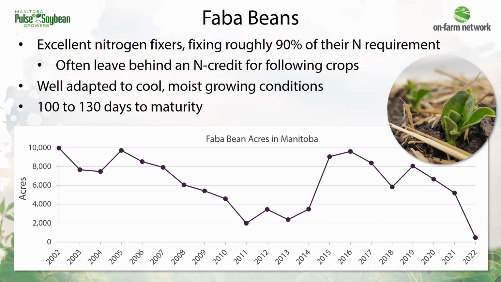Faba beans, though, are excellent nitrogen fixers. They'll fix roughly 90% of their nitrogen requirement on average, and they're the most likely to leave behind an N credit for successive crops. They are well adapted to cool and moist growing conditions. They need plenty of water to succeed. They're quite upright and stand really well. And then depending on the variety, there'll be anywhere from 100 to 130 days to maturity. Agronomically speaking, they do share a lot of similarities with peas, with some exceptions.